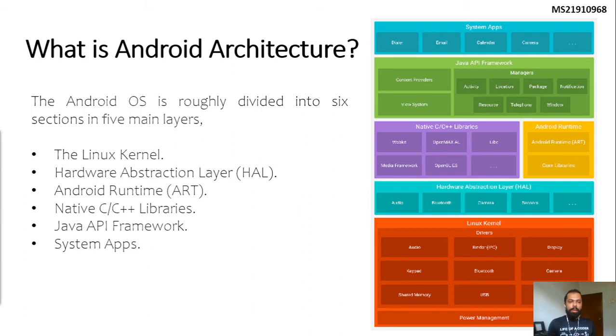The final layer is system apps. Applications are the top layer of the Android architecture. The pre-installed applications like Home, Contacts, Camera and third-party applications downloaded from the Play Store are installed on this layer. It runs on the Android runtime with the help of classes and services provided by the application framework.